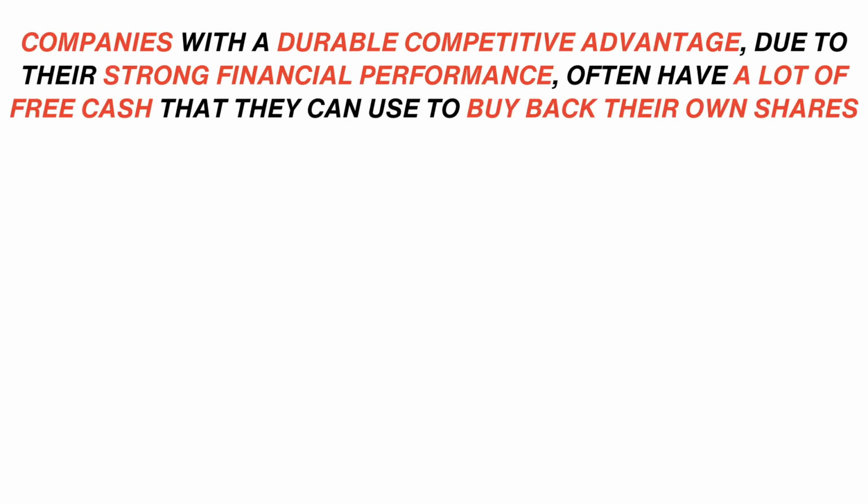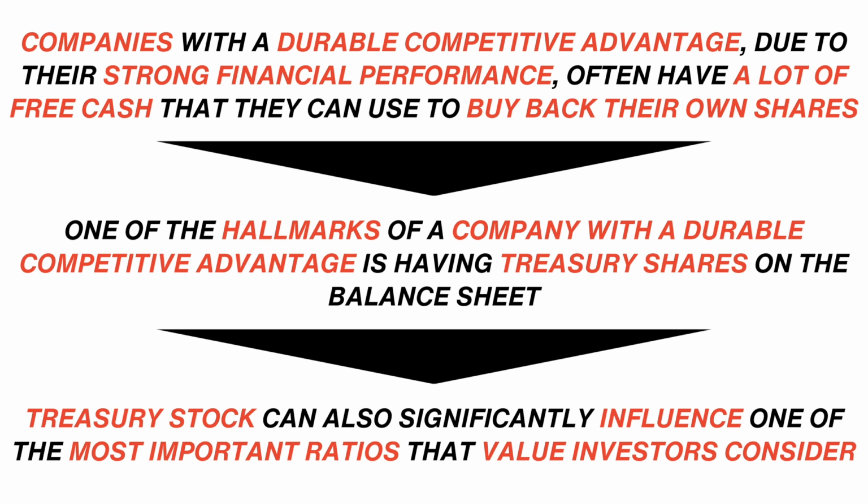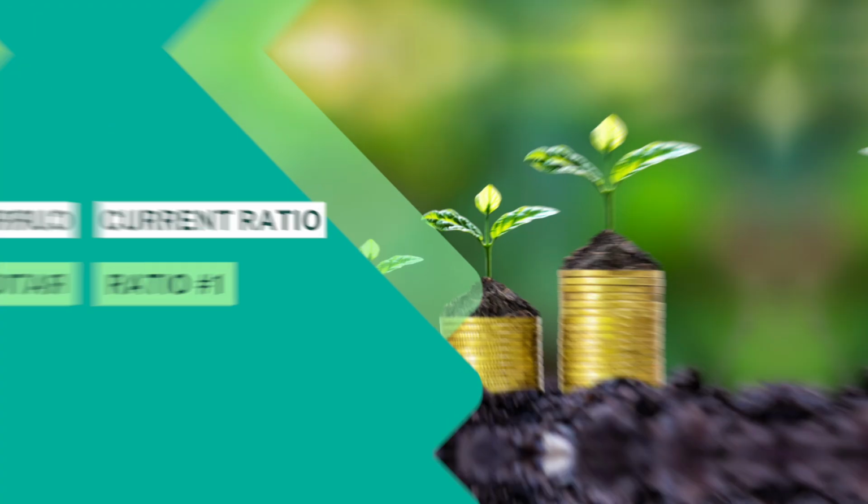Companies with a durable competitive advantage, due to their strong financial performance, often have a lot of free cash that they can use to buy back their own shares. One of the hallmarks of a company with a durable competitive advantage is having treasury shares on the balance sheet. Treasury stocks can also significantly influence one of the most important ratios that value investors consider. Several ratios based on the balance sheet help value investors to measure the health of a business.